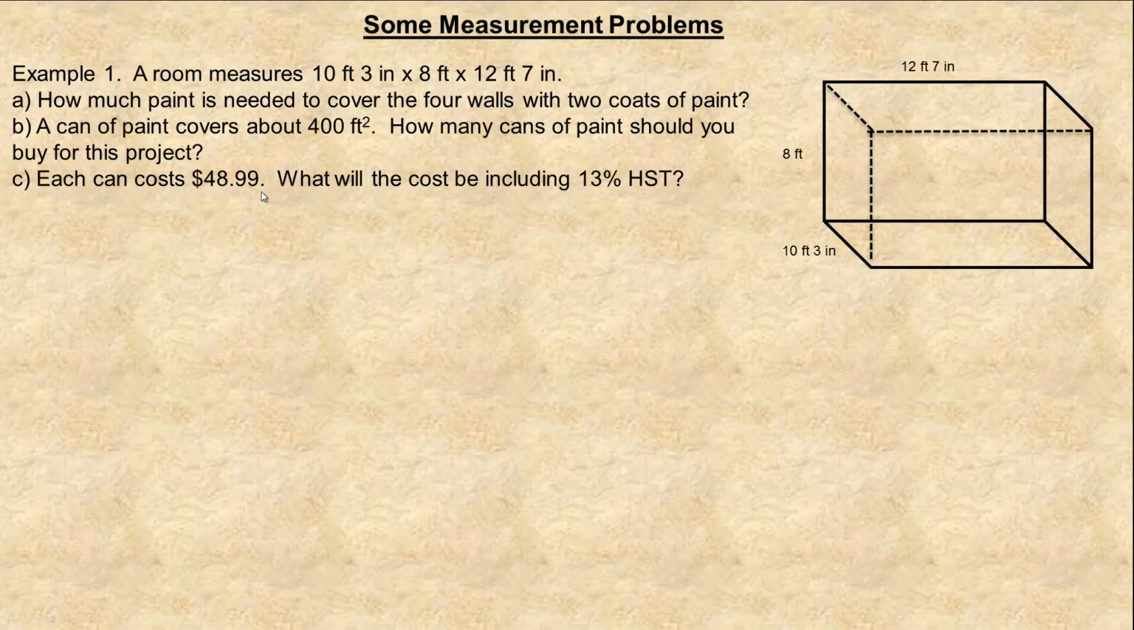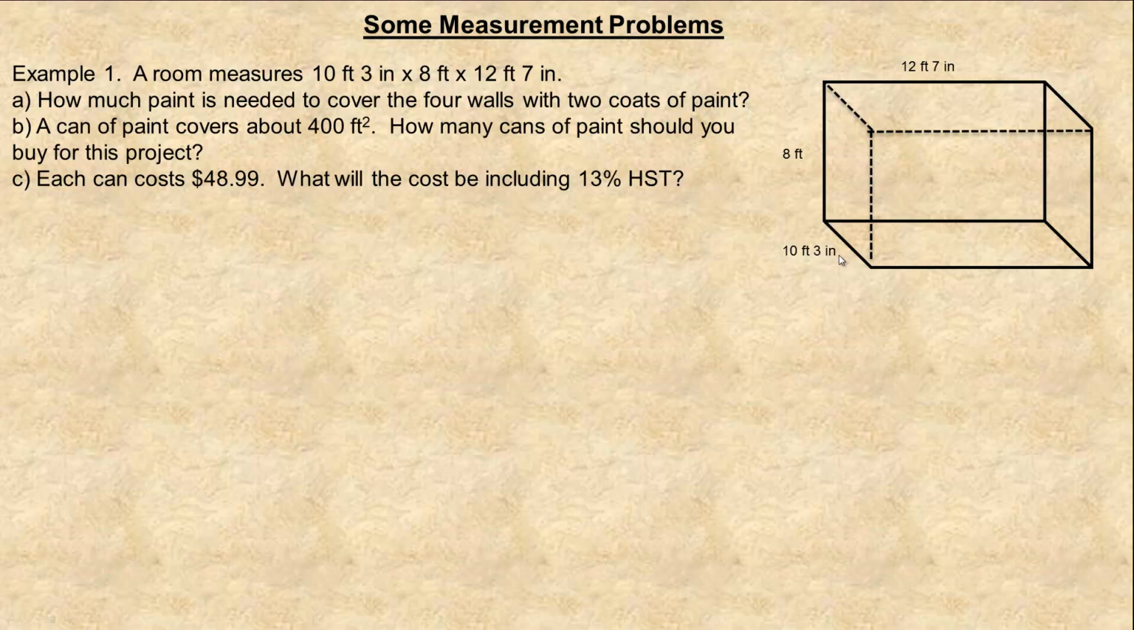And then there's the cost per can, so including tax, HST is 13%. What's the total cost going to be to put 2 coats of paint on this wall, in just paint, no labor? So first of all, we'll start by finding the area of the 4 walls. So that's part of the surface area of this prism.